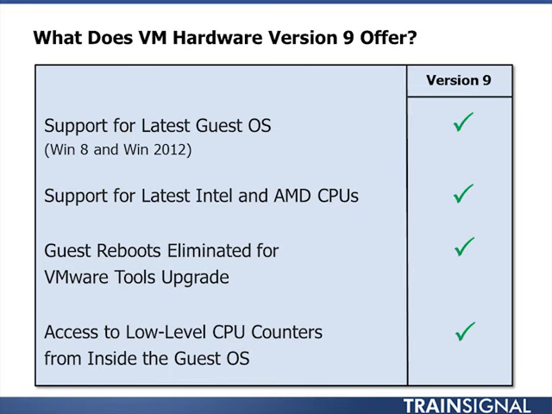With hardware version 9, you'll be able to eliminate reboots when you upgrade VMware tools on your virtual machines. That does not, unfortunately, include the latest version when you install VMware tools for vSphere 5.1, but in the future, you will no longer have to reboot your virtual machines when you install the VMware tools. So, not this time, but next time, but you need to upgrade to vSphere 5.1 virtual machine tools in order to enable that feature in the future. And then finally, there's access to low-level CPU counters from inside the guest operating system. And this will give you greater performance visibility.